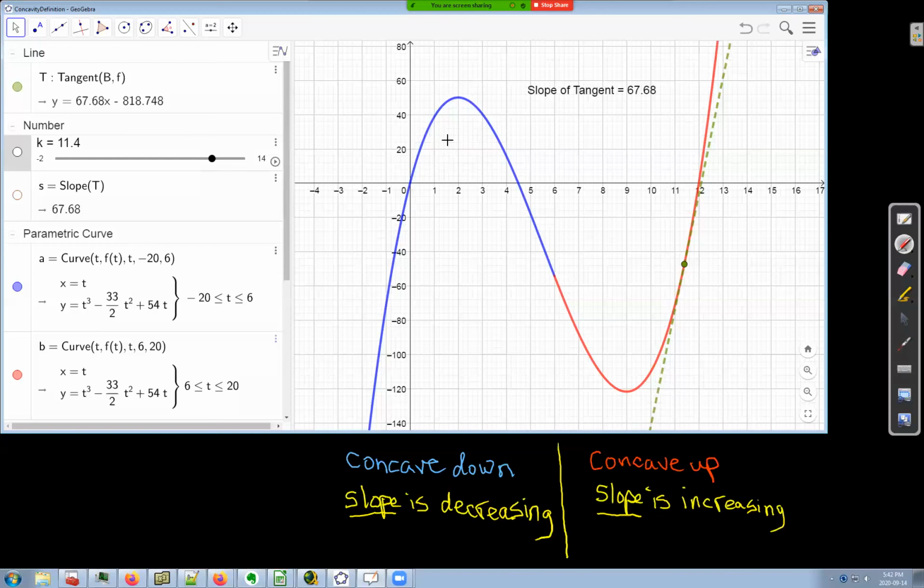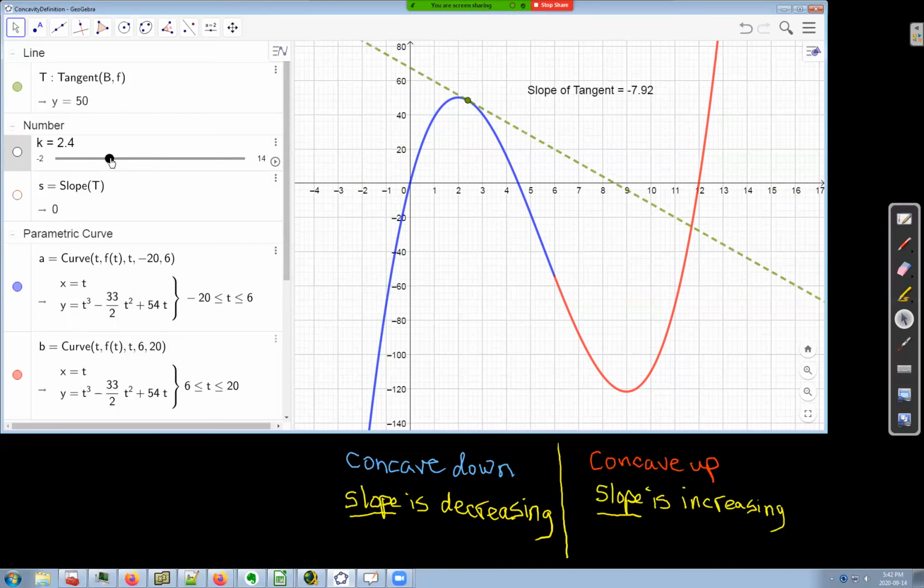And you can't really see the slope in the picture, unless you draw these tangent lines like we did. But most of the time, you can't really see the slope from the picture. And so don't make that mistake. When I say concave down, I say the slope is decreasing. So the slope might be a positive number, like it is right here. Right here, the slope is a big positive number.